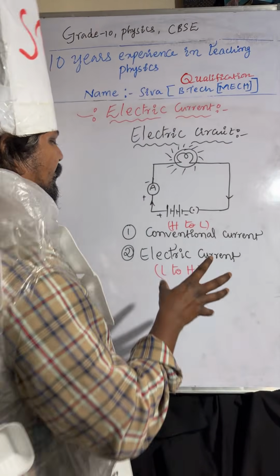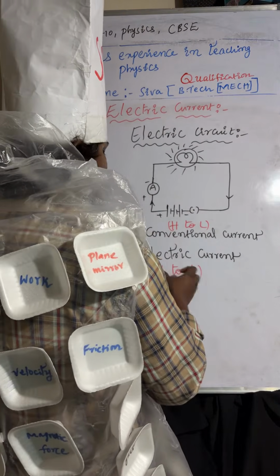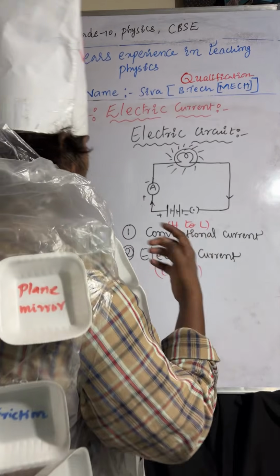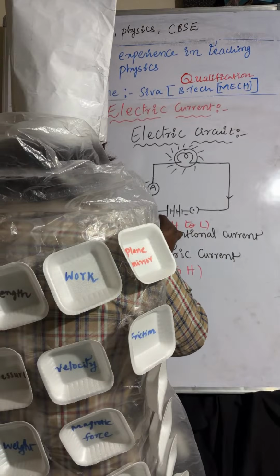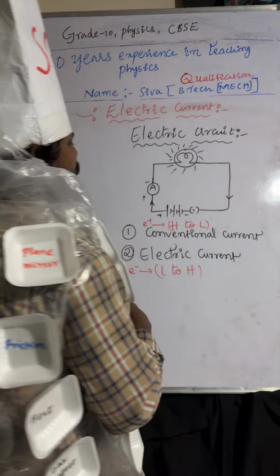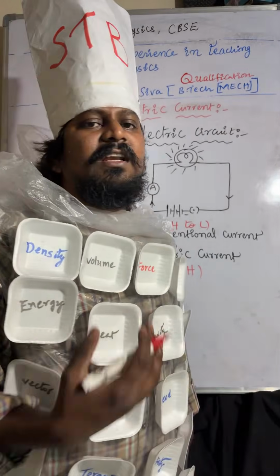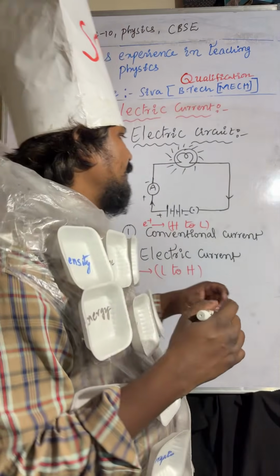I hope it is very clear. The positive terminal has high potential and the negative terminal has low potential. So electrons move from low potential to high potential. Conventional current is positive charges moving from high potential to low potential. Understood? So this is about conventional current and electric current.